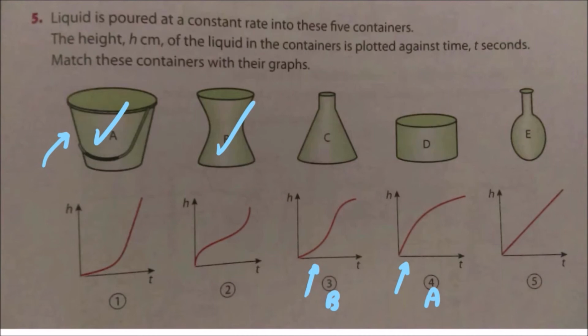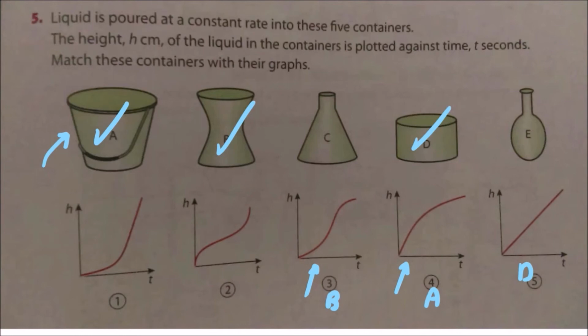If we look then at, let's say, D, well, D is just going to be a constant. It's not going to go any faster or slower how it fills up. Right? So we're just looking for a straight line there, a constant rate of fill. So it's going to be this one. And the last one then.